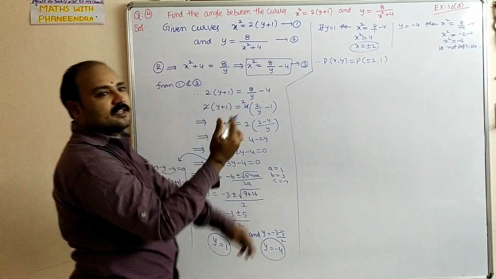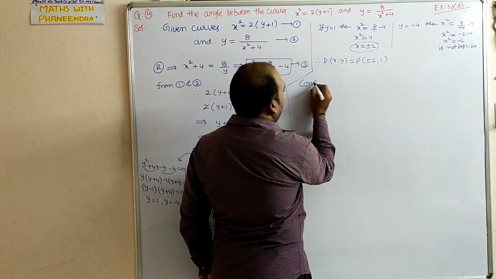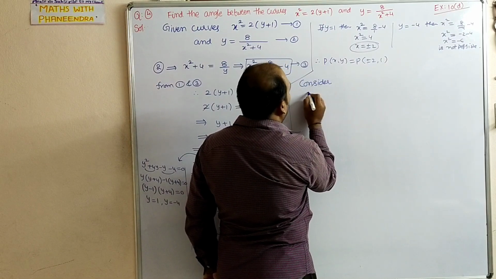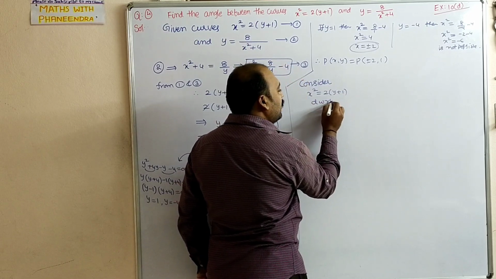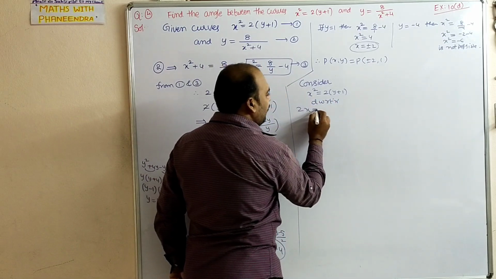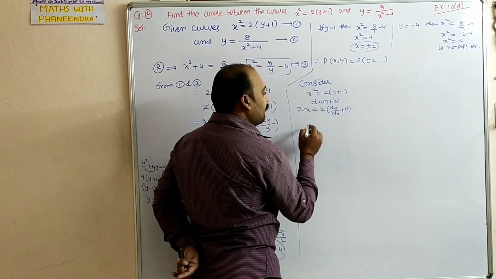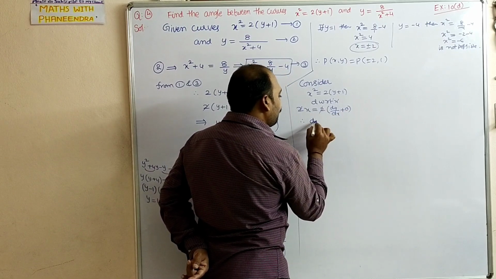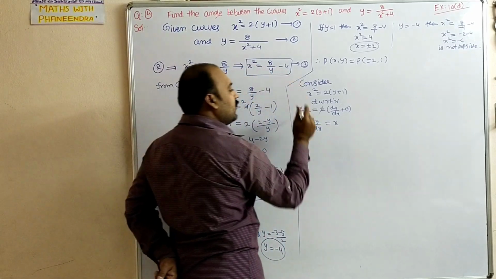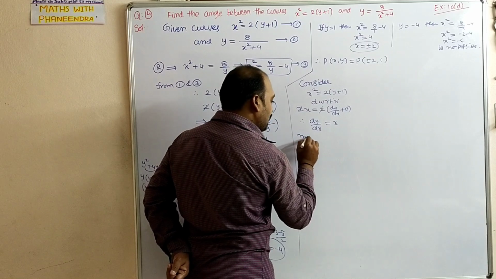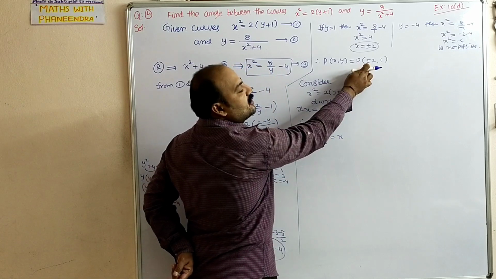Consider the first curve, x square equal to 2 into (y + 1). Differentiate with respect to x. X square derivative is 2x. 2 into y derivative is dy by dx. Plus constant derivative 0. 2 get cancelled. Therefore, dy by dx equal to x. This is the first curve derivative, no? So first curve slope m1 is equal to dy by dx, which is equal to x. Slope at which point? (2, 1).